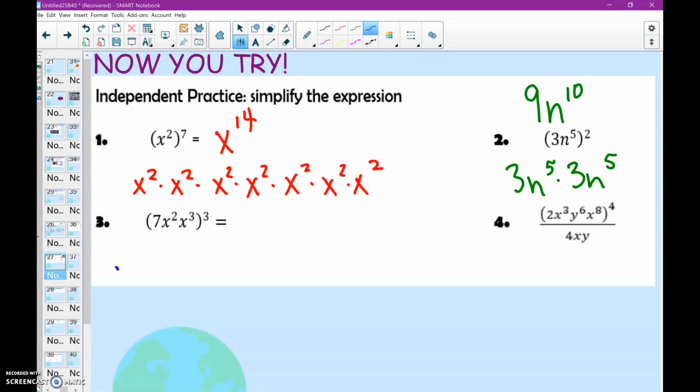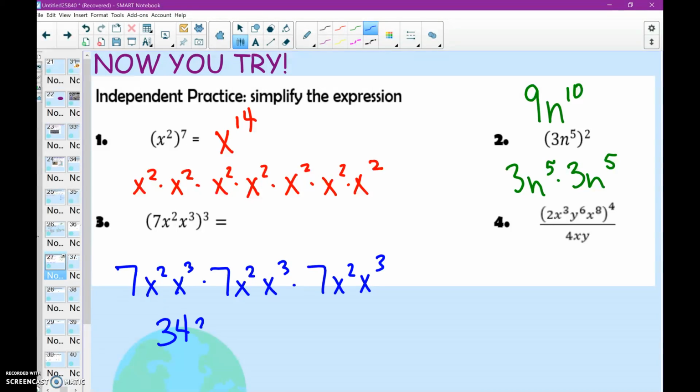Got to repeat this whole group 3 times. Now, there's more than one way you could actually tackle this one. I'll show you this way first and then tell you. 7 times 7 times 7 again should equal 343. Check it on your calculator if you're not sure. I have x squared plus x squared plus x squared, so that's x to the 6th. And then 3 plus 3 plus 3 is x to the 9th.